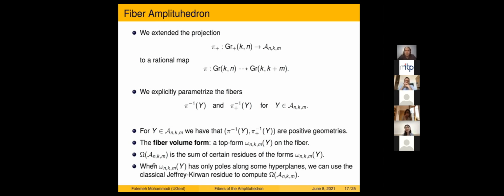And even more, if these fiber volume forms are nice, for example, if the denominator is just a product of a bunch of linear forms, then you can say more. Because if these are products of linear forms, for every linear form you have a hyperplane. Basically the form corresponds to a hyperplane arrangement, and you can use this hyperplane arrangement to construct a polyhedral fan which encodes all subdivisions of your Amplituhedron. And this is indeed the case for polytopes and for conjugate to polytopes.